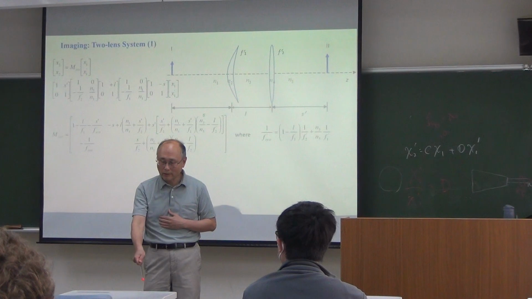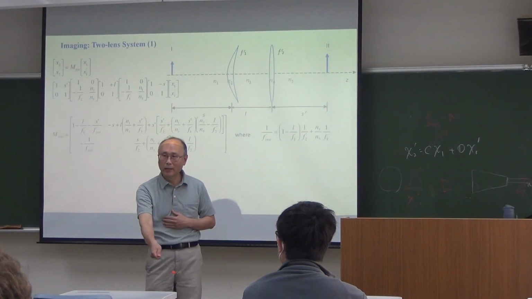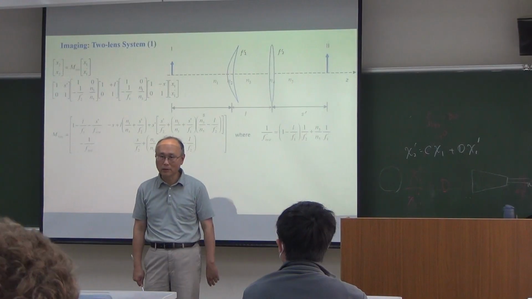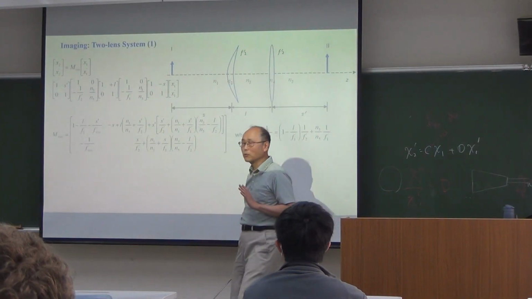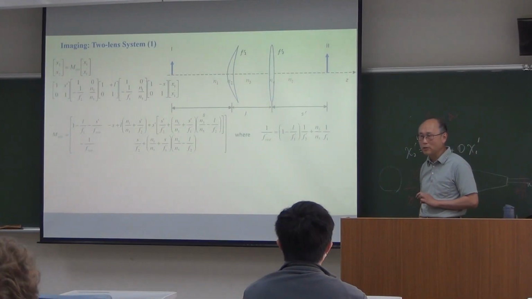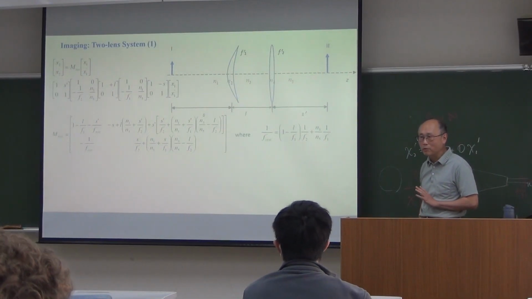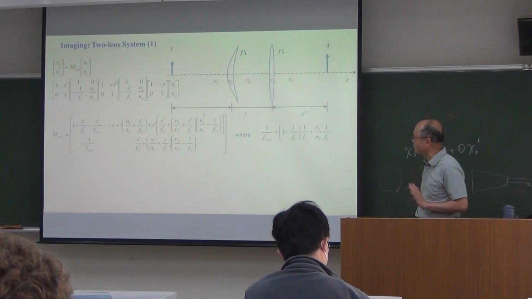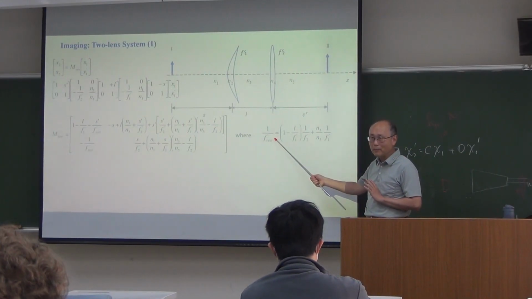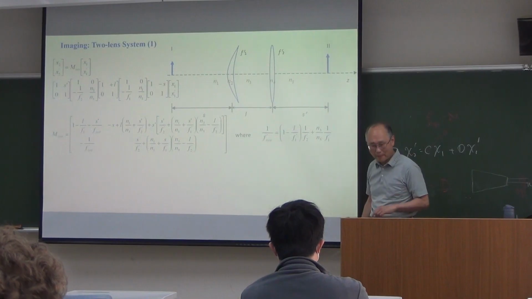So somehow there's one plane that needs to be defined for the 1 meter distance, and that is something we'll be talking about when we introduce the cardinal points. Okay, but for now, just take it. This is the system focal length. That is the minus inverse of C.